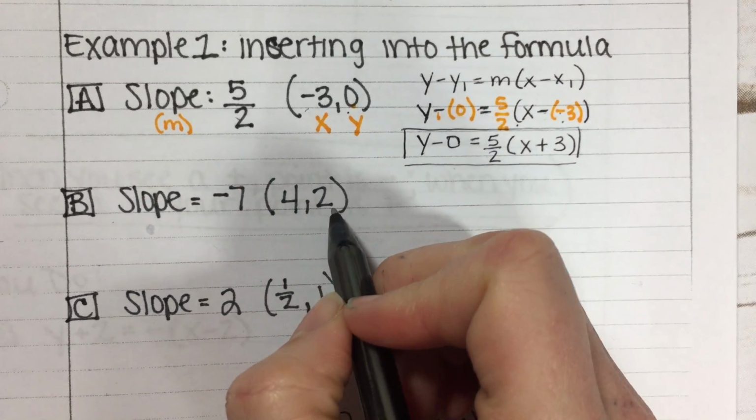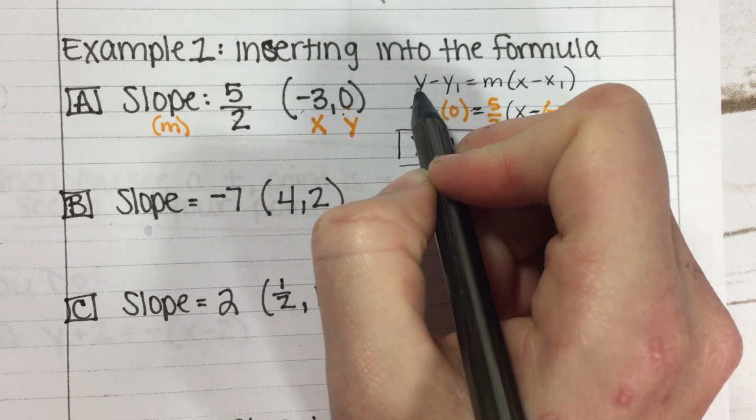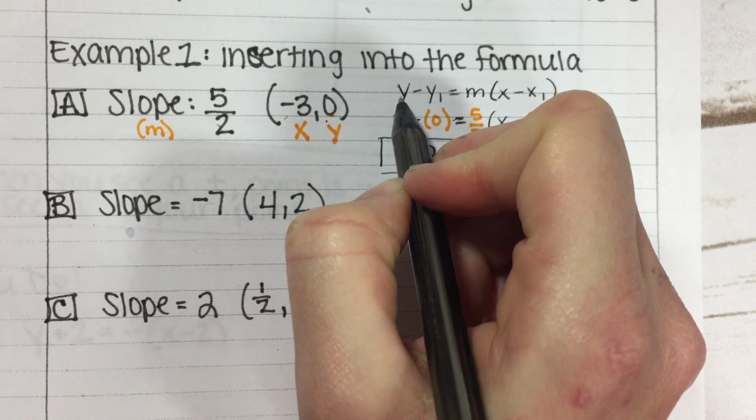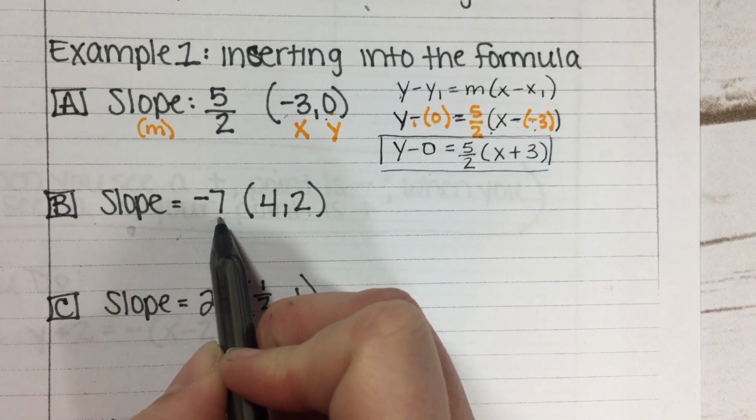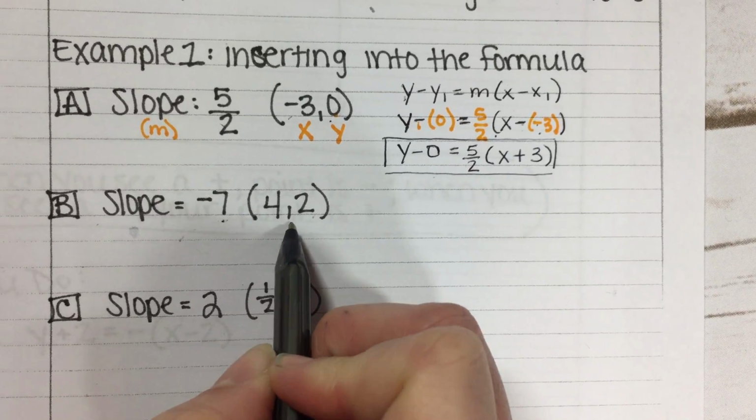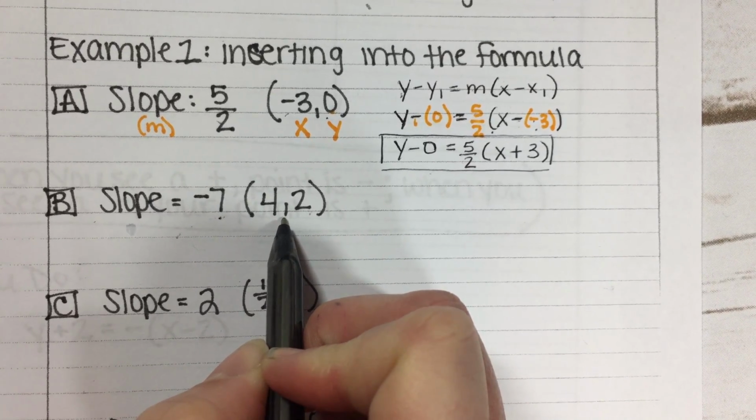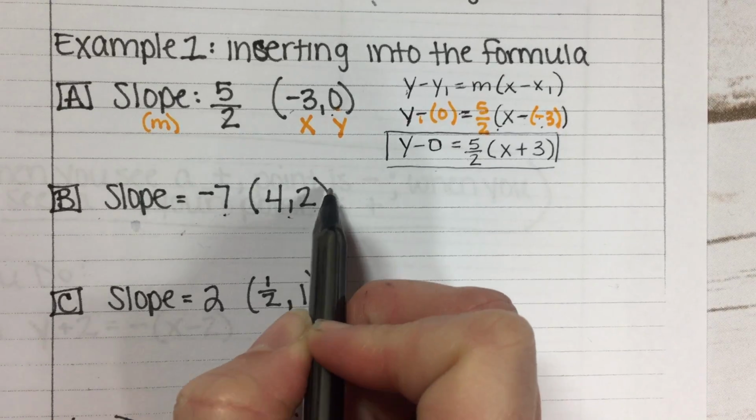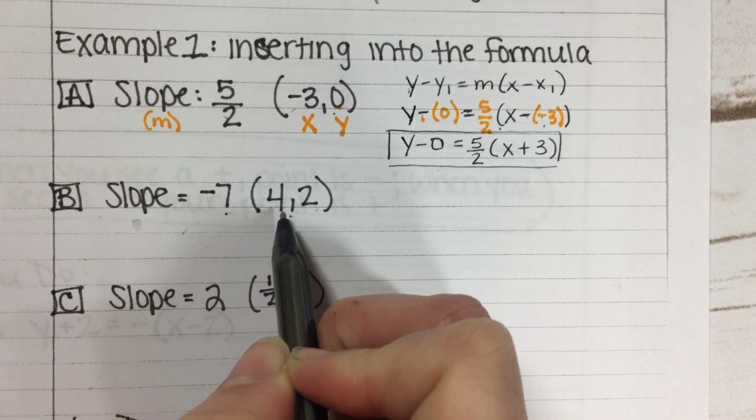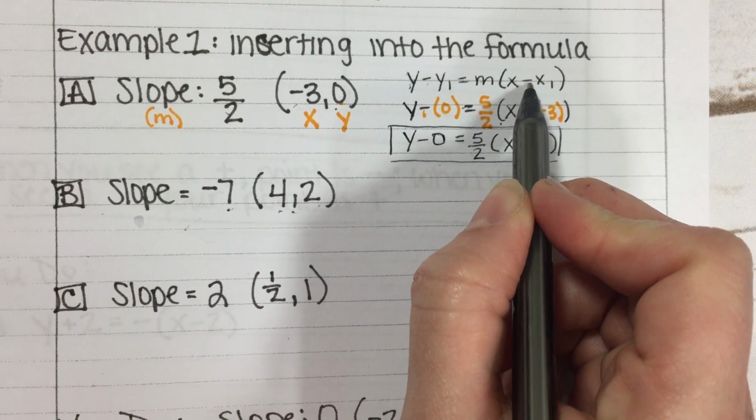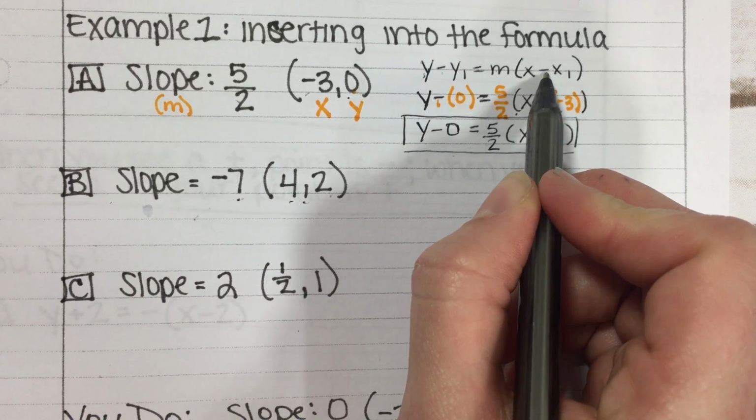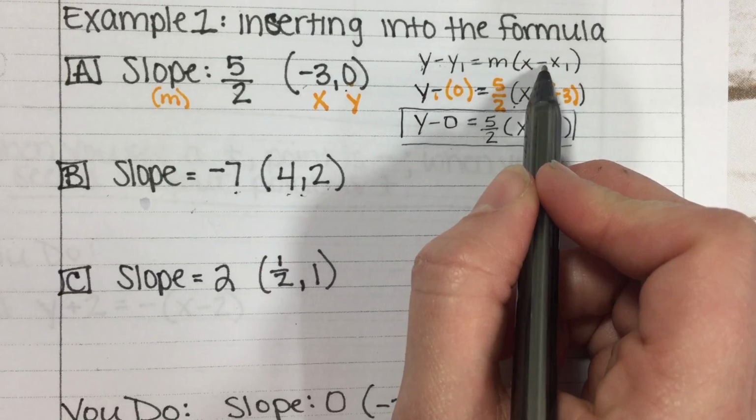All right, so here we're going to fill in our formula again. I already have it written up here, so I'm not going to rewrite it again. I can just follow along. Here I have that the slope is -7 and that I have a point that is (4, 2). So notice my point is positive, positive. My formula is minus, minus. So my resulting formula should still keep my minus, minus.